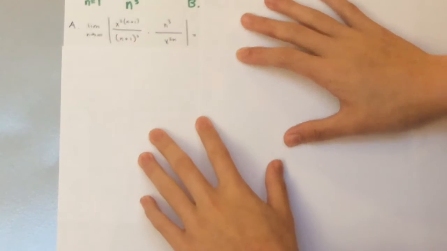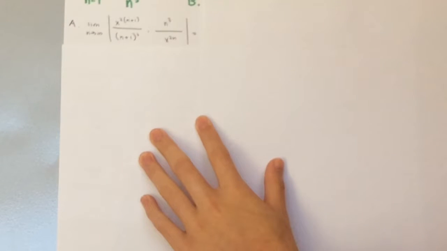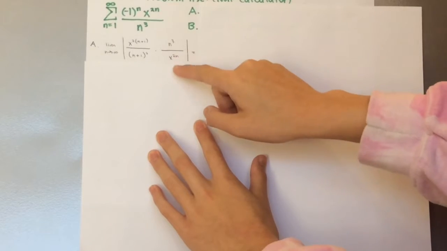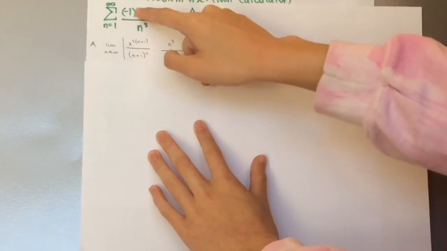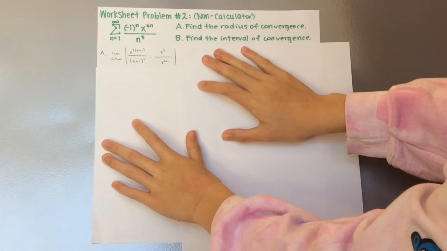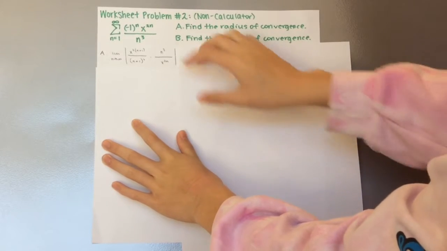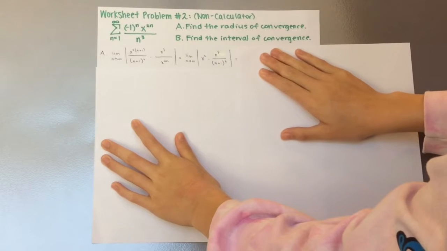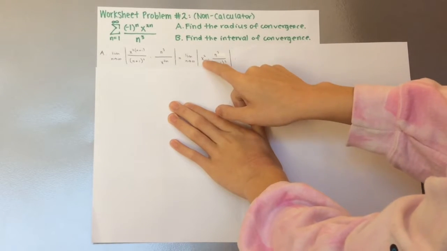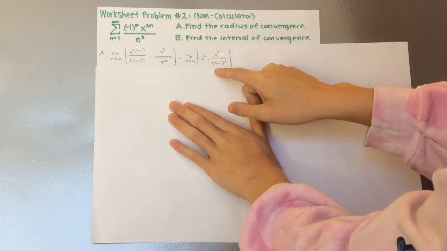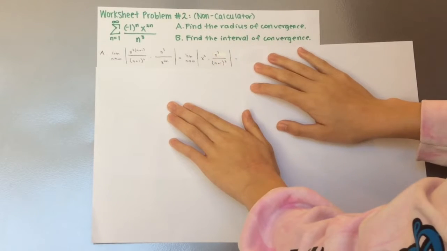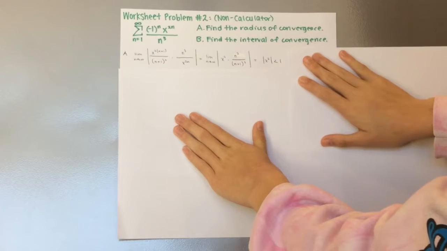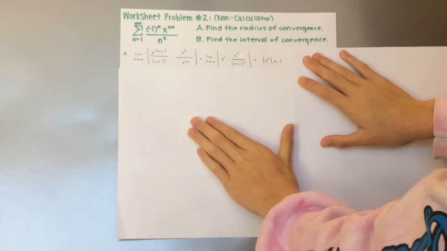goes to infinity of the absolute value of x squared to the n plus 1 over (n plus 1) cubed times n cubed over x^(2n), which is basically just adding 1 to all the n's. Since they're absolute value bars, the (-1)^n will always be positive, so you can take it out. So the next step is to simplify. So you would get x squared times n cubed over (n plus 1) cubed, and this would simplify to 1 because of the limit, and you would just get x squared is less than 1 in absolute value bars.